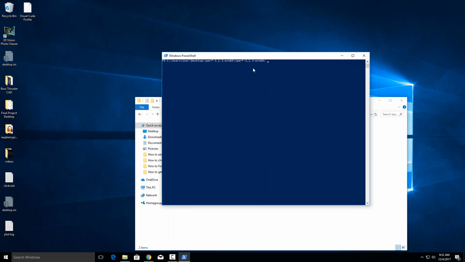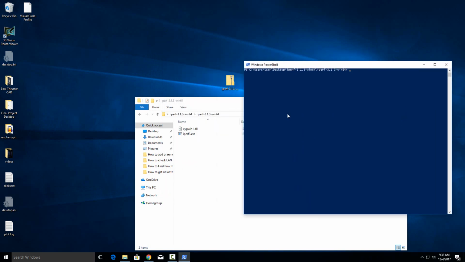So if yours is bright blue, you have the PowerShell. If it's black, you have Command Prompt. So the only difference is when you're running iperf, you need to put in another little option there. So first thing that we need to do is on the computer that we're going to be running the server on, we need to know the IP address because the host needs to be able to connect back to the server, and so it just needs to know where it is on the network.